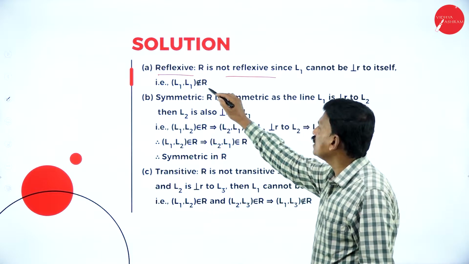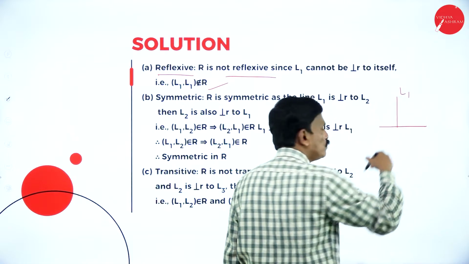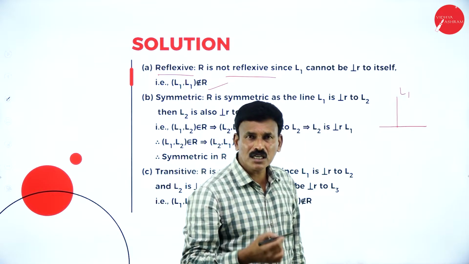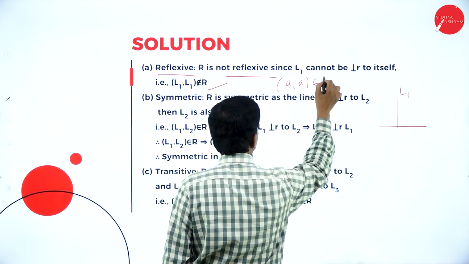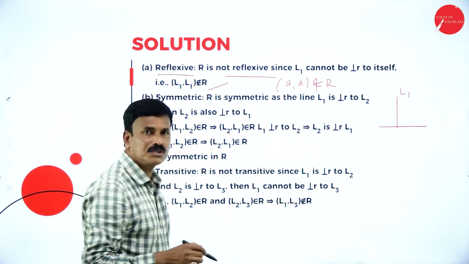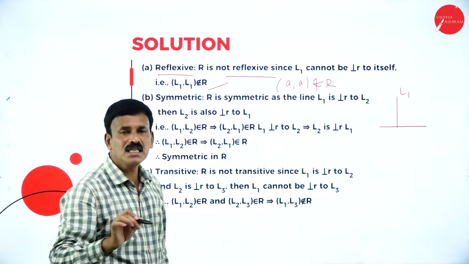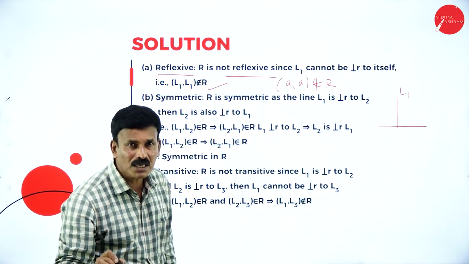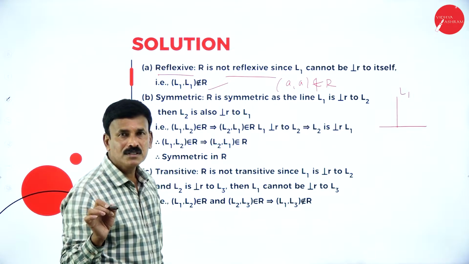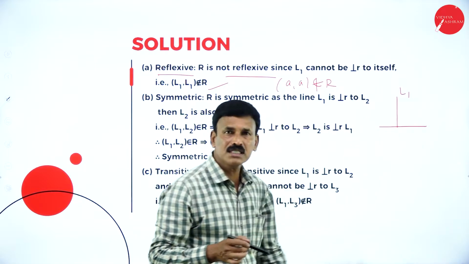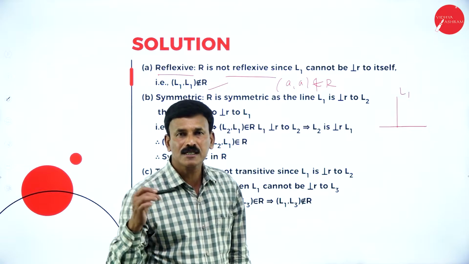So, (L1, L1) does not belong to R. This line cannot be perpendicular to itself. Therefore, (A, A) does not belong to R. Therefore, this is not reflexive. Any line L1 is not perpendicular to the same line. L1 cannot be perpendicular to itself, right? So, therefore, this is not reflexive. (L1, L1) does not belong to R.